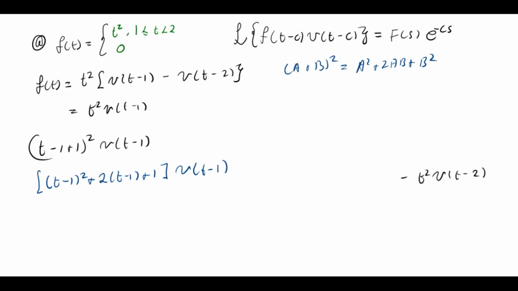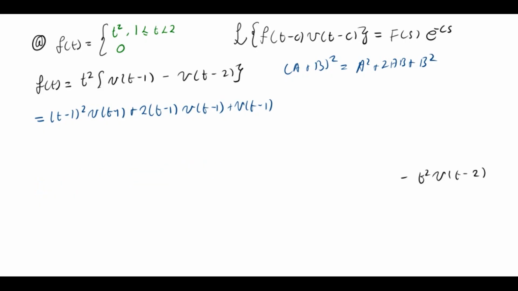Okay, so let me save this one and place it right here. Then we can choose to expand this first part. So this would be equal to t minus 1 squared u of t minus 1, plus 2 times t minus 1 u of t minus 1, then you have 1 times this one, that will just be plus u of t minus 1, like that.